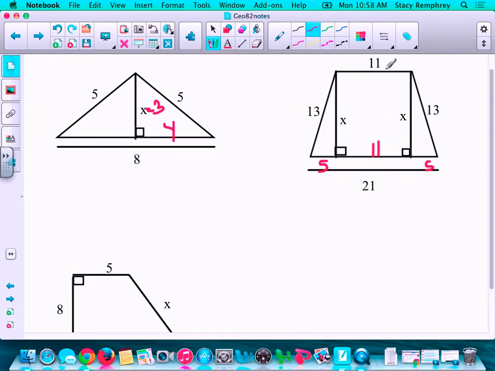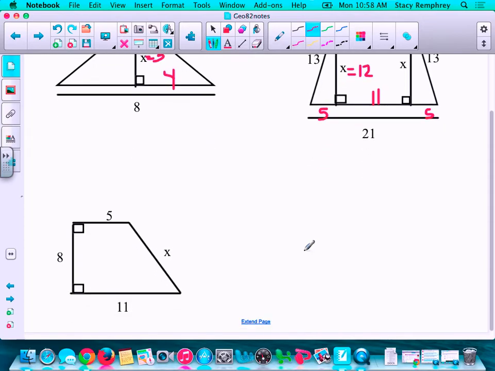And actually this falls into another Pythagorean triple. You should get this as 12. 13 squared, you'll subtract the 5 squared, you'll get 144. The square root of 144 is 12. So x is 12 in that problem.